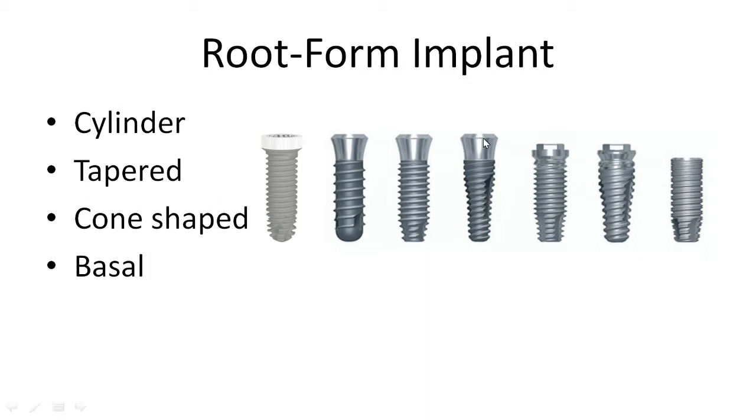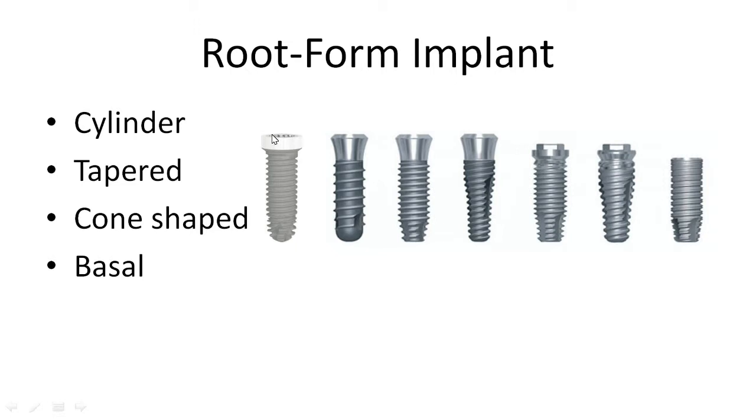These are sometimes referred to as transmucosal implants or tissue level implants, and this is because the implant abutment interface is designed to be placed level with the soft tissue, or just above the soft tissue. The smooth surface is designed to pass through the soft tissue, and obviously the threaded section is what goes in the bone.